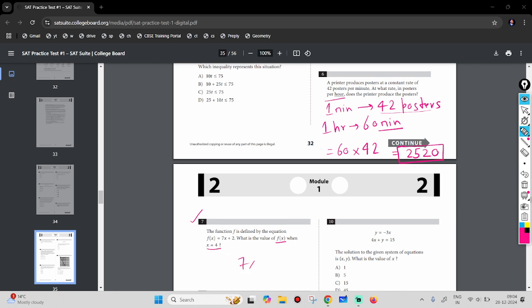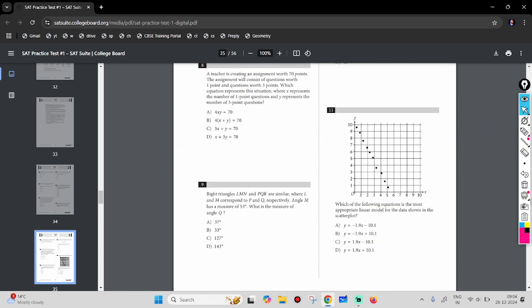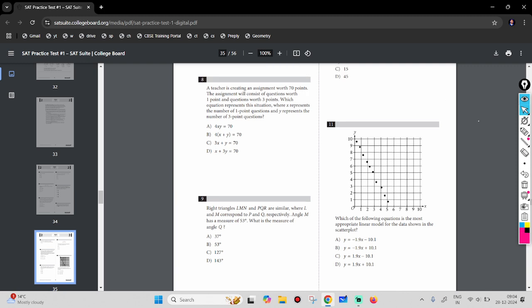So we have 7 times 4 plus 2. Using BODMAS, we will do the multiplication first. So this gives us 7 times 4 is 28, plus 2 equals 30. Okay, so the seventh question is done. We have two more to do for this video. Let's do question number 8 and question number 9.